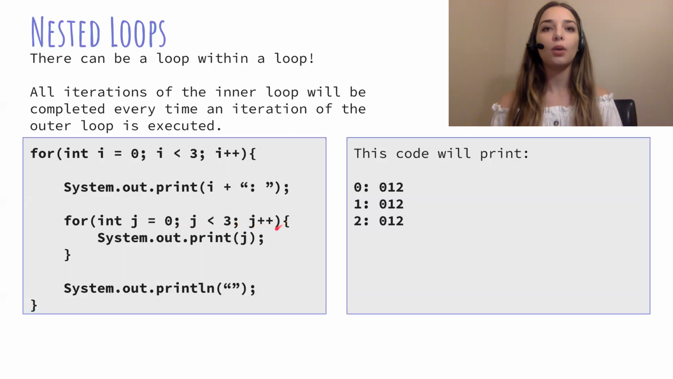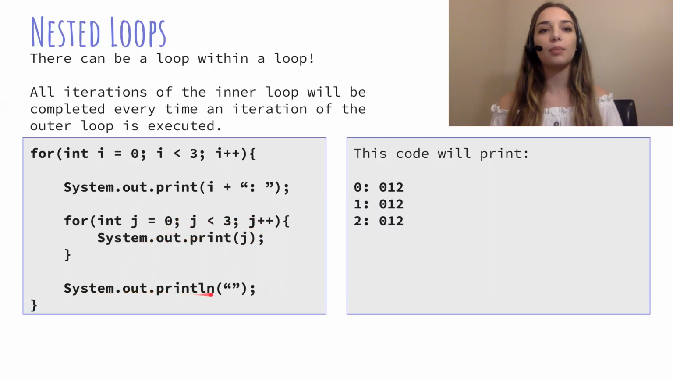And we're going to go into the loop, and we're going to print out j, which is 0. Then we're going to increment j, go through the loop again, print out 1, and then we're going to increment again. 2 is less than 3, so we go in again. We print 2, and then we increment 2 to 3. 3 is not less than 3, so we're done with the loop, and we move on.